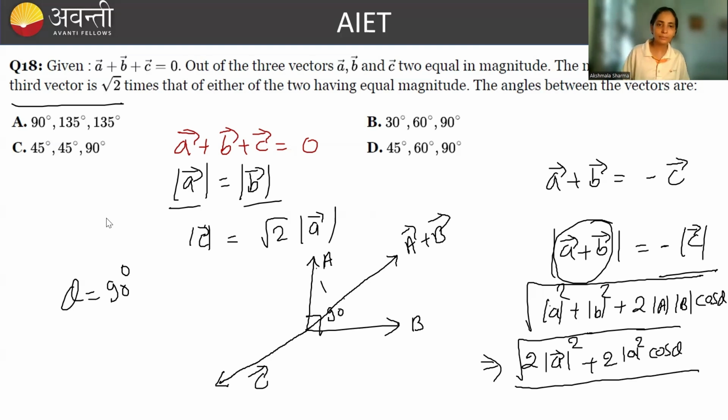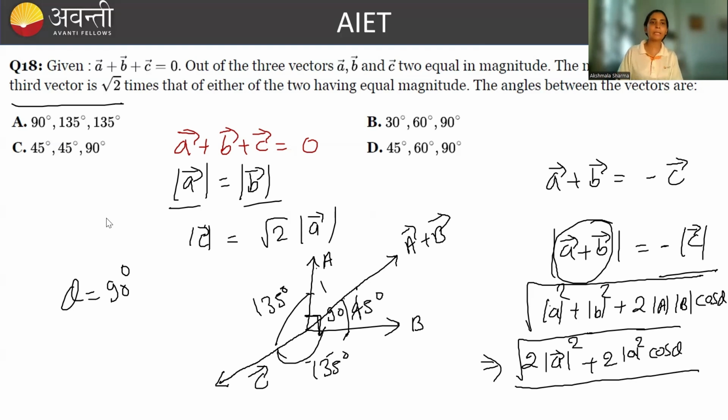So this angle is 90 degrees. And this will be 45 degrees. Why is this 45? Because a and b are equal vectors, so their resultant will bisect them. So this is 45. And this straight line is how much? 180 degrees. So 180 minus 45, this angle will become 135. And this angle will also become 135.